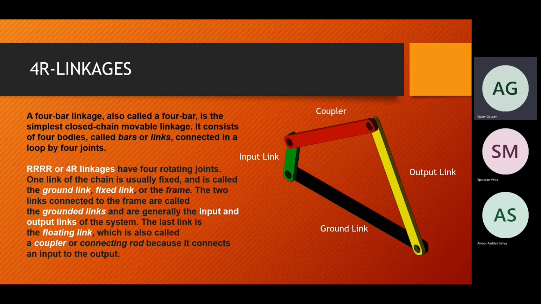So first let us discuss what is a 4R linkage. A 4R linkage in this case is a setup of four rotating joints with four revolute pairs, where the link that is grounded is called the ground link, and the two links which are connected to the ground hinges are called the input and output link. The link which is not directly connected to the ground is called the coupler link.